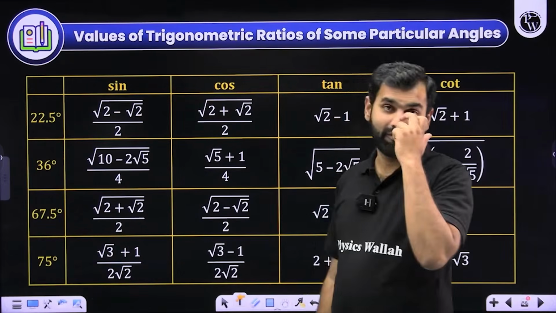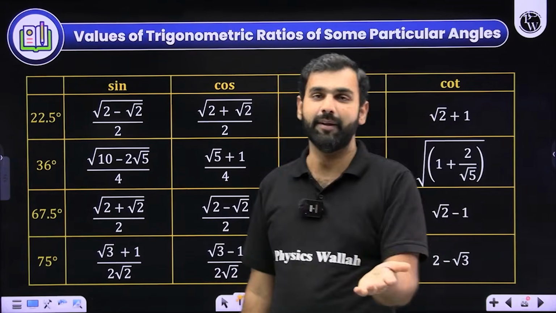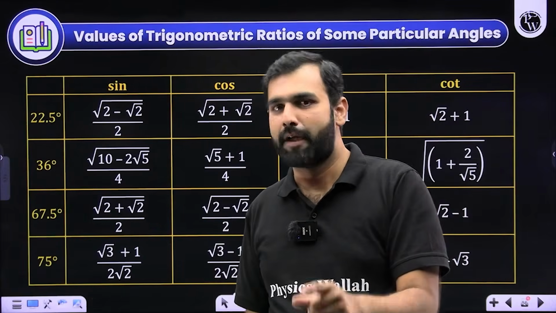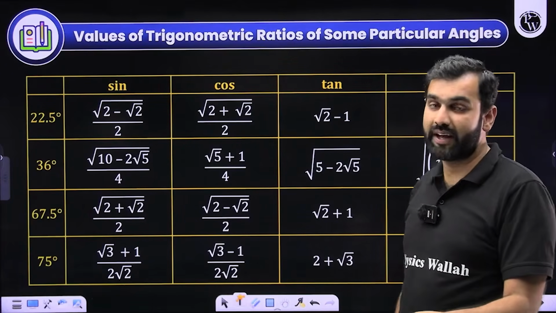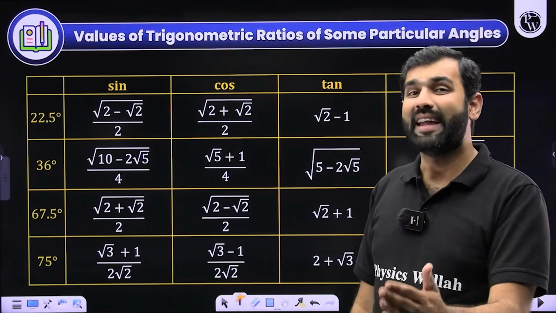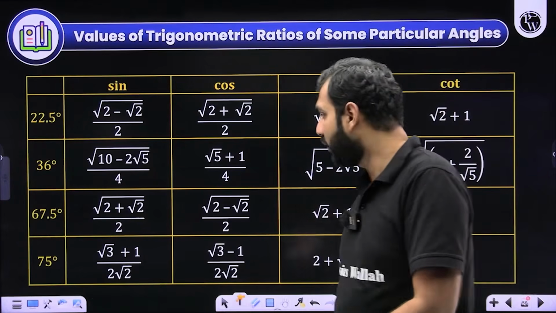Why is 75 easy? Sir, it is basically 45 plus 30. 45 minus 30 was 15, so 45 plus 30 will be 75 through that. Or if you already know 15, 90 minus 15 is 75. So through that also you can do it.